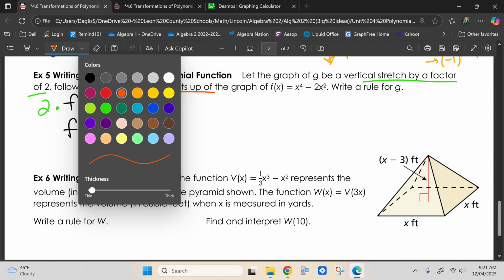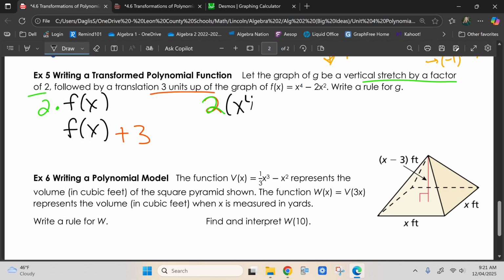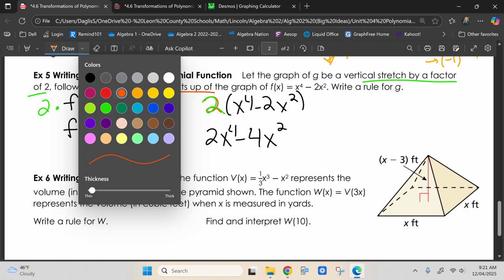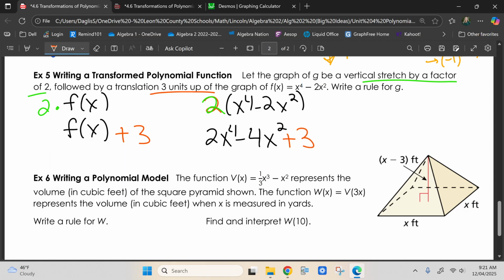So my original function here, that didn't change. Our original function is x to the power of 4 minus 2x squared. So now it is 2x to the 4th minus 4x squared. And then I'm going to do my plus 3. Was there anything for me to combine the 3 with? No, so this one's done. But like the last one, if there was a 1 there, I would have had to actually put those together. That's why when it tells you what to do first and then second, it's going to matter. So yes, this is my new rule for g.